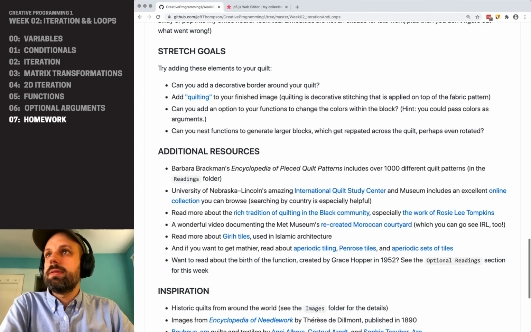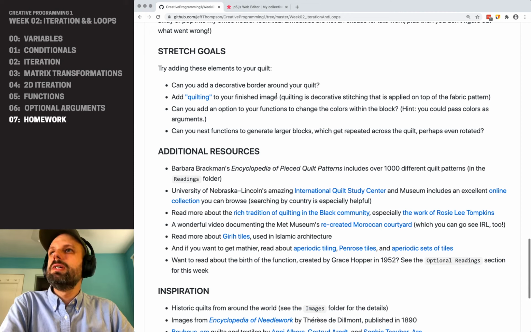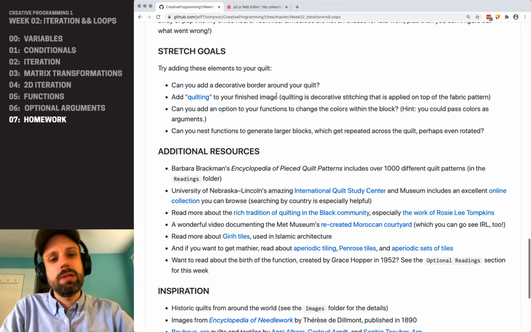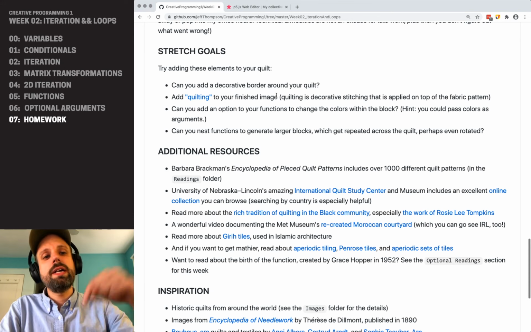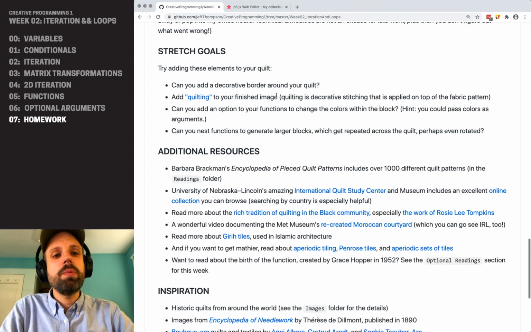Some stretch goals. My voice is giving out, so we're going to stop here pretty soon. Stretch goals: can you add a decorative border? I think that's pretty easy, something that locks it in. Can you add quilting? Quilting, again, is that decorative stitching. So could you do that with lines on top of your sketch or something like that?